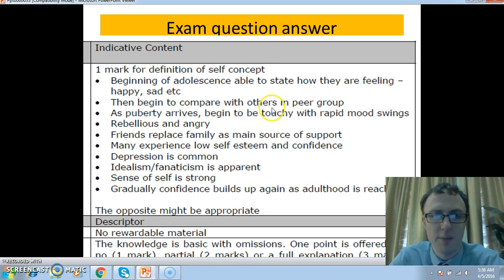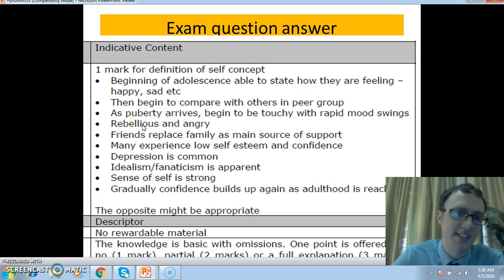Now, like we said, the testosterone or the estrogen, these hormones that are released, can be linked to rapid mood swings that can decrease your self-esteem, decrease your self-concept. Okay, so it might lead you to be rebellious, fight against society, against your people at home, and angry.